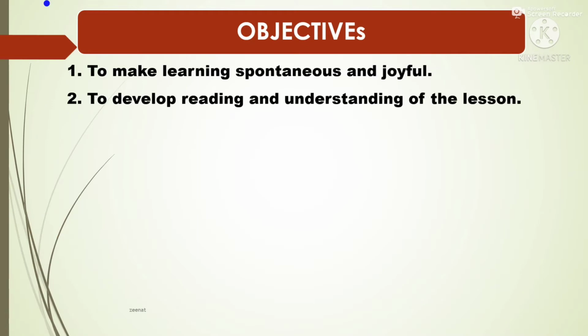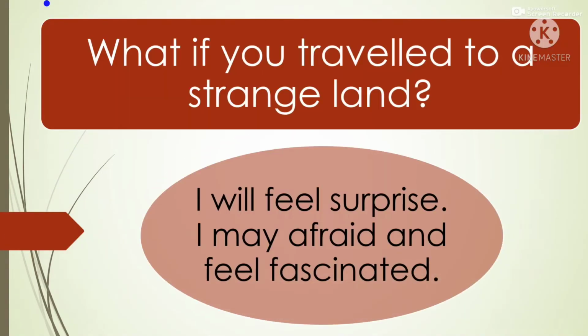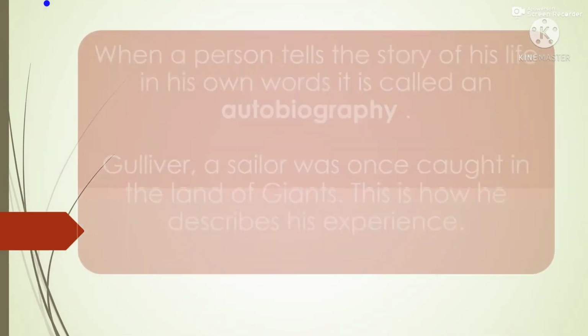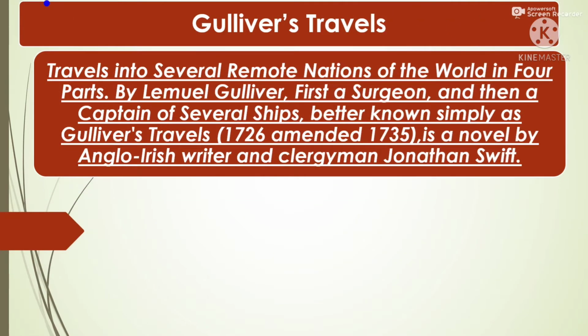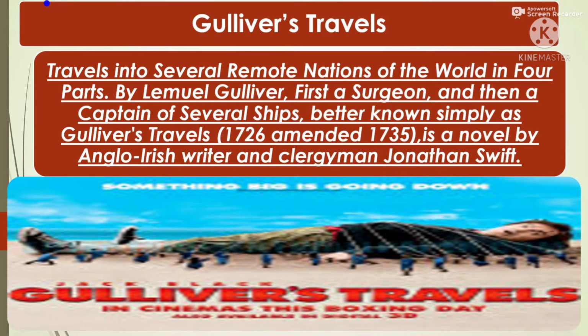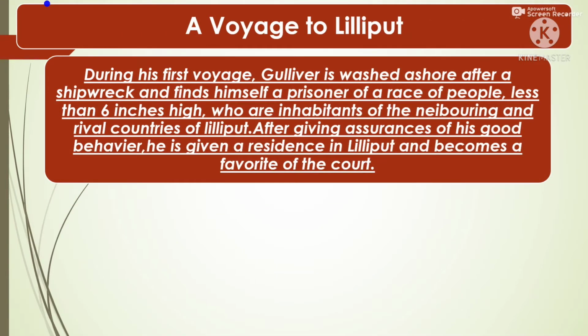Okay, again we will continue from there. Okay, students. So Gulliver travels into several remote nations of the world in 4 parts. His full name was Lemuel Gulliver. First a surgeon, then he became captain of several ships later. Better known as Gulliver's Travel, the story book, the novel. It is a novel by the Anglo-Irish writer Jonathan Swift. So you can read the novel better. You can go through the book. You can know about all his journeys, travels. Precisely, here I have only mentioned a few points about his journey.